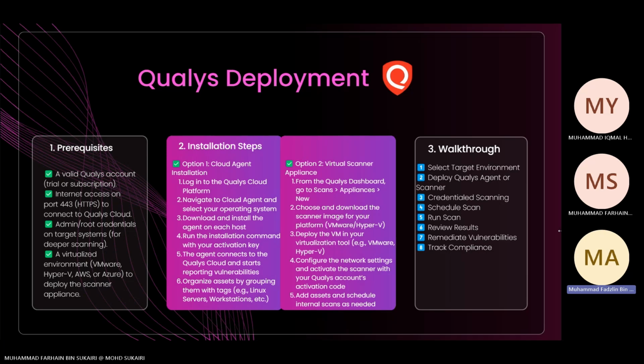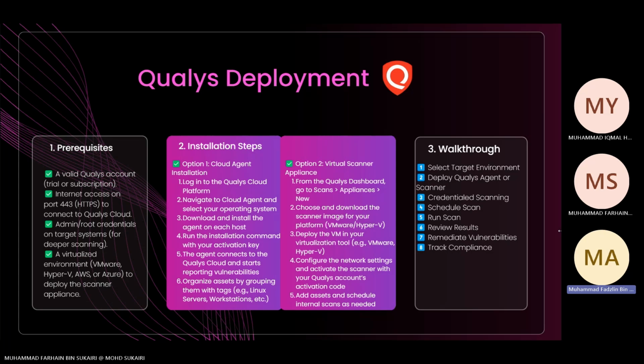If we are using the cloud agent, we need to install it on the target system for continuous monitoring. If we are going to use the virtual scanner appliance, we need to deploy it for internal network scanning. After that, we can conduct credential scanning, which is to provide admin credentials for a deeper, more accurate analysis of the system. We can also conduct a scheduled scan, in which we can configure and schedule the scan, such as bi-weekly or monthly, based on our organization's needs.